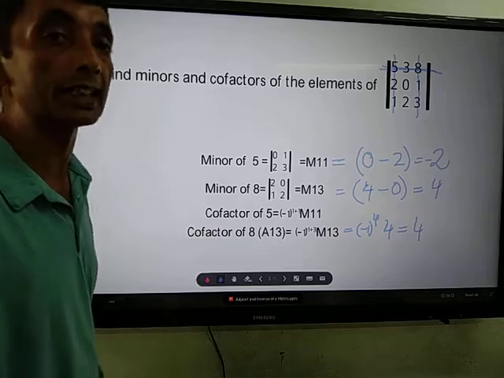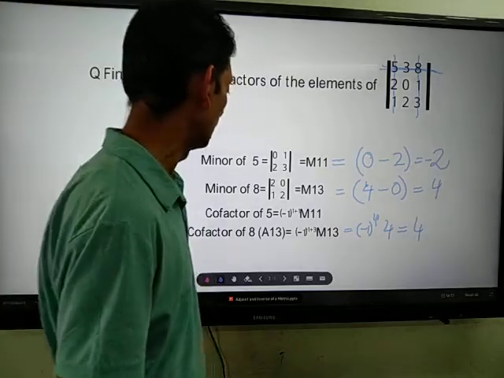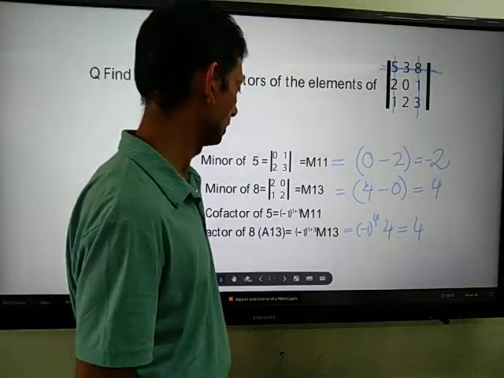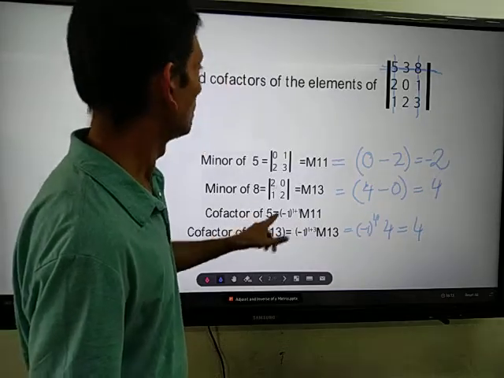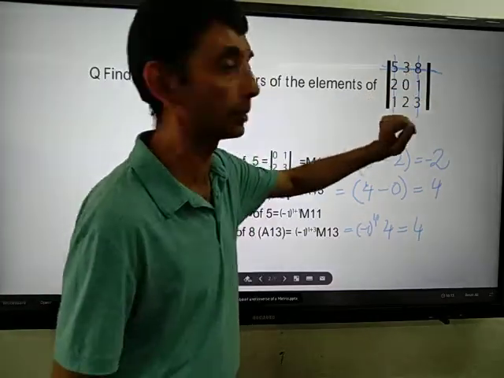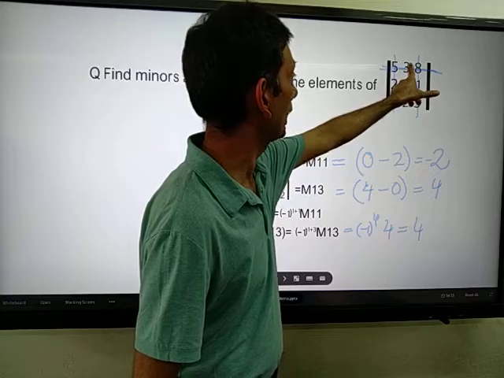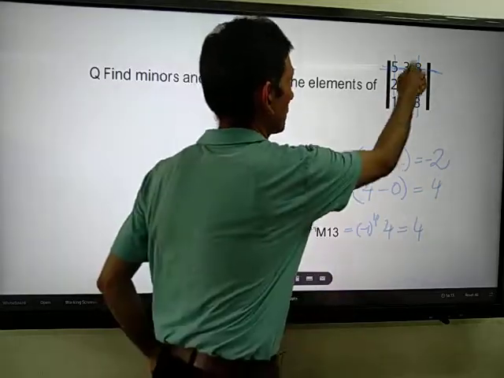In case we take any other element, let us calculate one different element. Here we'll take the example of 3. We want to calculate the minor and cofactor of 3. So what will be the minor of 3?